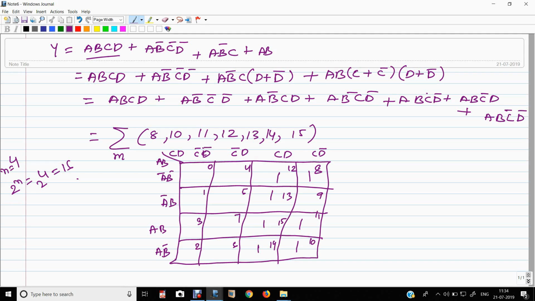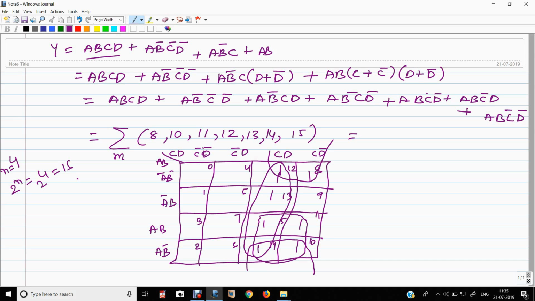So what will be the group? This will be a group containing four min terms. This can be a group containing again four terms. This is one obviously, and this can be a group. By this grouping we cover all the ones, so we do not regroup like small groups. Our main motto is to cover all the ones by grouping, and all the ones are already covered.